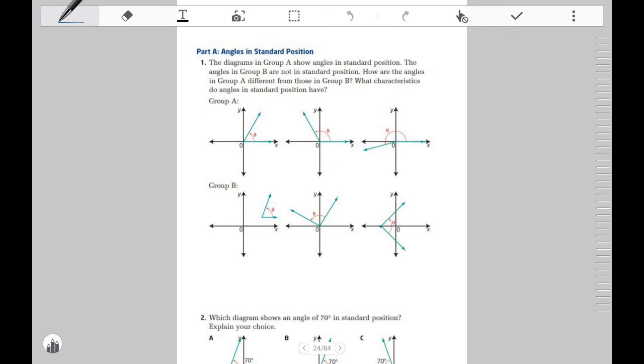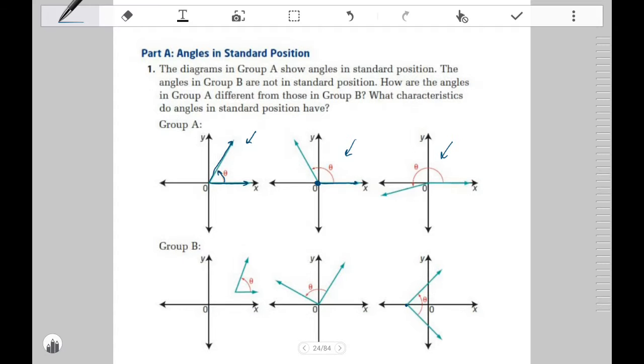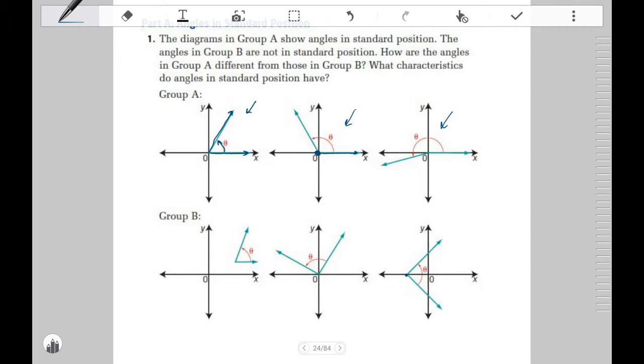Collecting what you've done, part 1 here, group A, these are all angles in standard position. Here we can see for all of these, they have an initial arm along the x-axis. They have their terminal arm some angle away, where the angle is taken counterclockwise from that initial arm. The initial arm is always along the x-axis. The vertex of the angle is always right at the origin, right where the x and y axis cross. We can see that this is true for an acute angle here, an obtuse angle here, or a reflex angle here. Group B, all these angles do not follow that pattern.